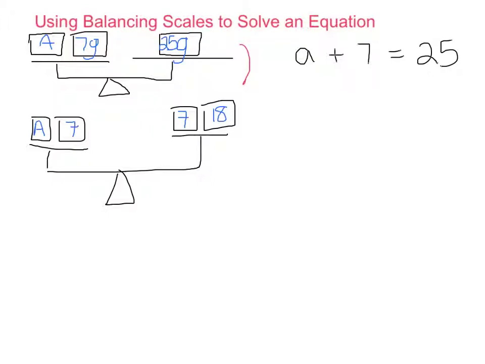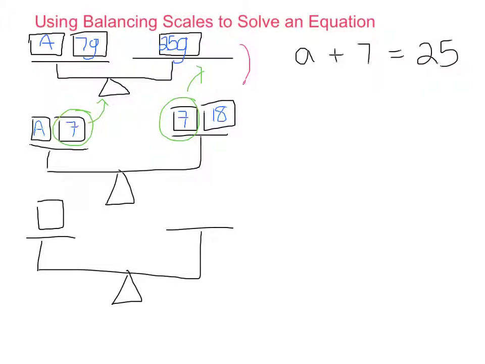So what do I need to do now? I need to get my A by itself from this positive 7. So how do I get rid of positive 7? I subtract 7. So I'm going to take my 7 and I'm going to subtract 7. And what you do to one side of the equation, you do to the other side of the equation. So I need to subtract 7 from that side of the equation. And so what does my new balance scale represent? I'll just draw another one out here.